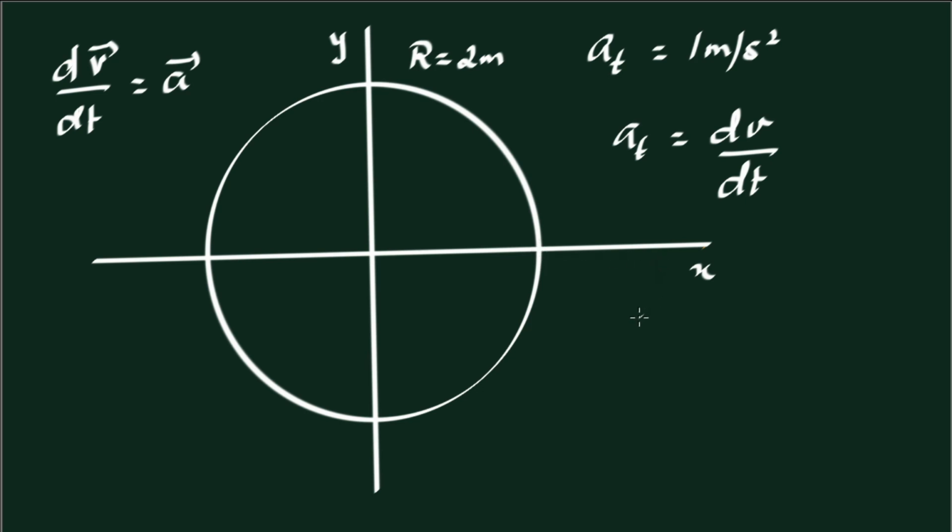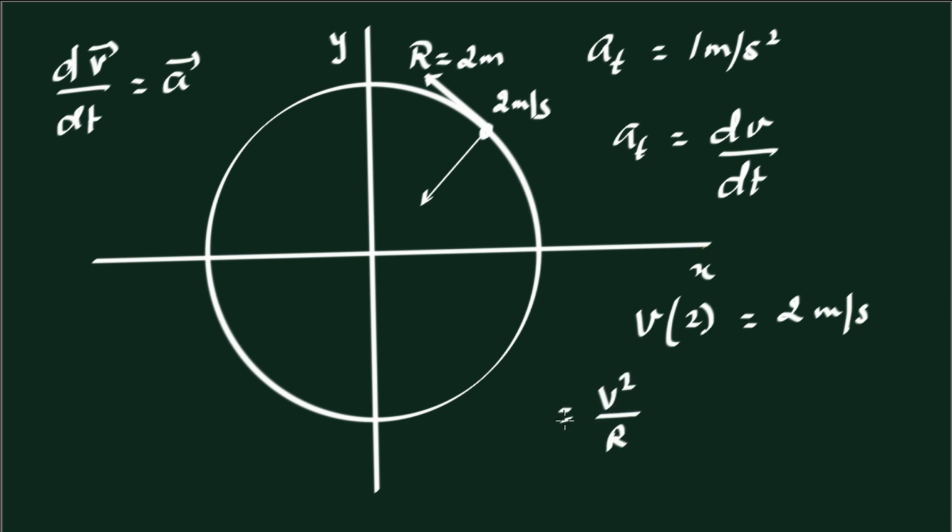So at t is equal to 2, the speed is 2 meters per second. So the particle is somewhere here and it has a speed of 2 meters per second. So at that instant, its centripetal acceleration points towards the center and has a value of v squared by r. This is the acceleration in the radial or in the centripetal direction, and that's equal to 4 divided by 2, that is equal to 2 meters per second square.